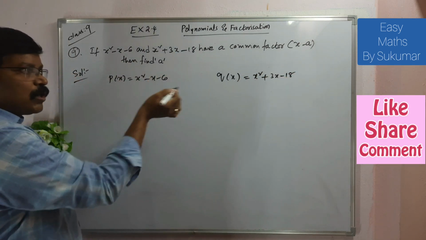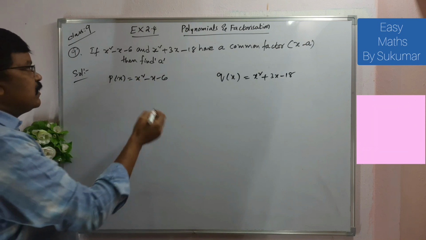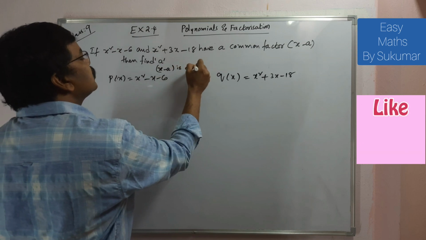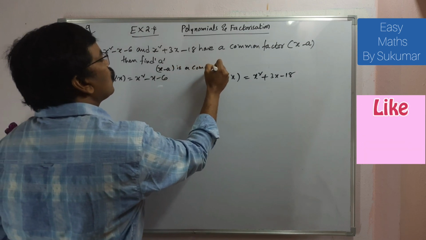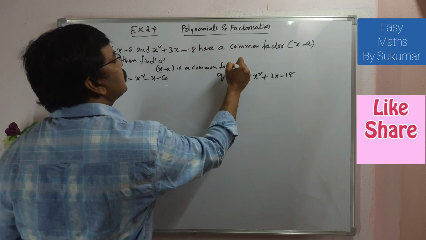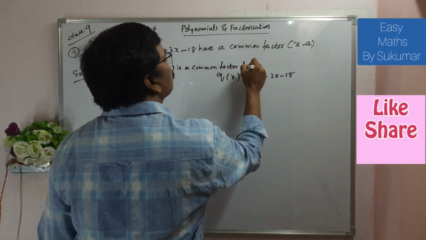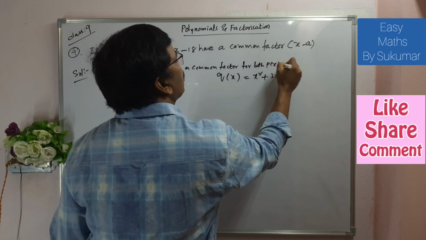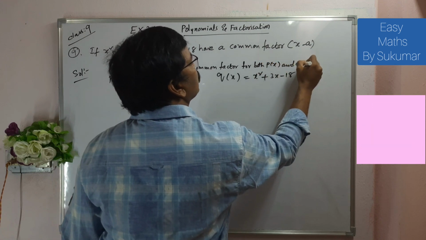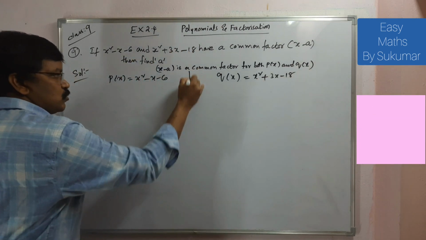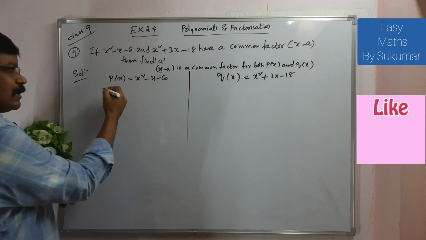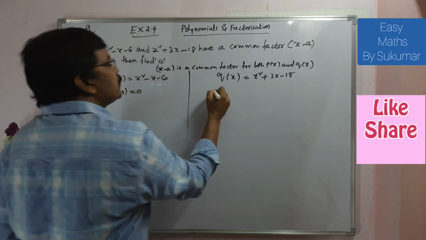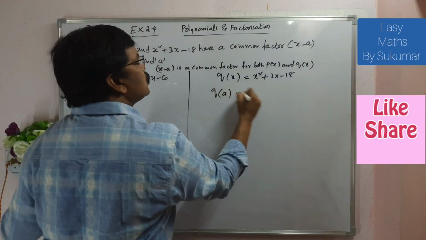See here, both the polynomials have x minus a as a factor. X minus a is a common factor for both p of x and q of x. Look here. So let us substitute: this p of a should be equal to 0, and here this q of a is equal to 0.